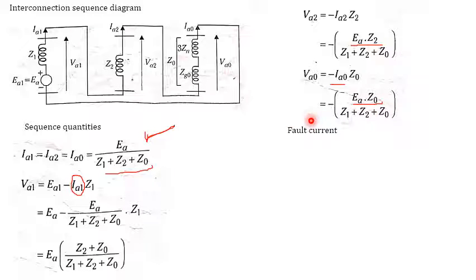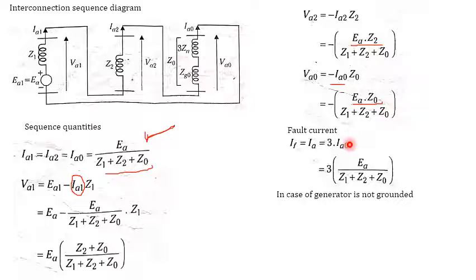Actually we are going to calculate the fault current. The fault takes place across phase A, so IF is equal to IA, which is equal to 3 into IA naught. From where did we get this IA naught value? From equation 1, we already know that IA is equal to IF, which is three times IA naught. From equation 1 we can write IA naught as EA divided by Z1 plus Z2 plus Z naught.